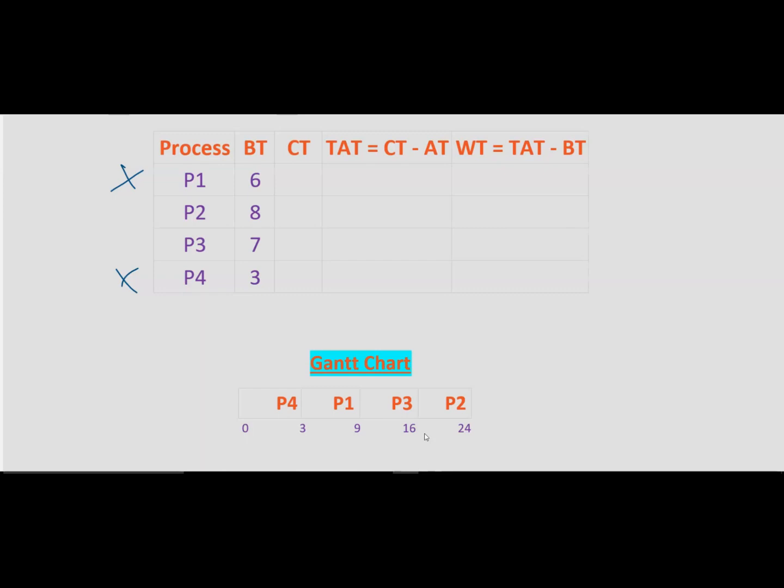So we are not going to look at this P3 again, so I'm crossing it out. I'm left with the last process, that is P2, and it has the burst time of 8. So 16 plus 8 is equal to 24. I hope you got this formation of the Gantt chart.